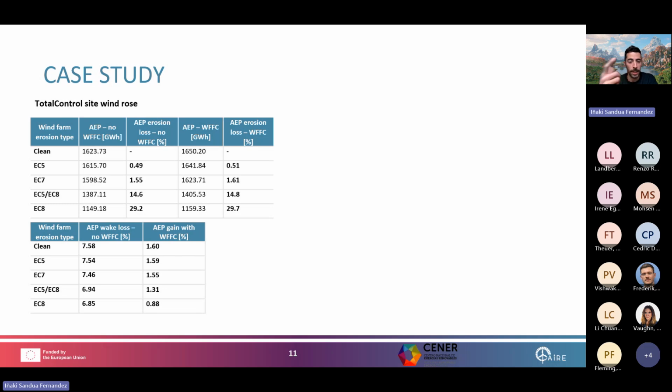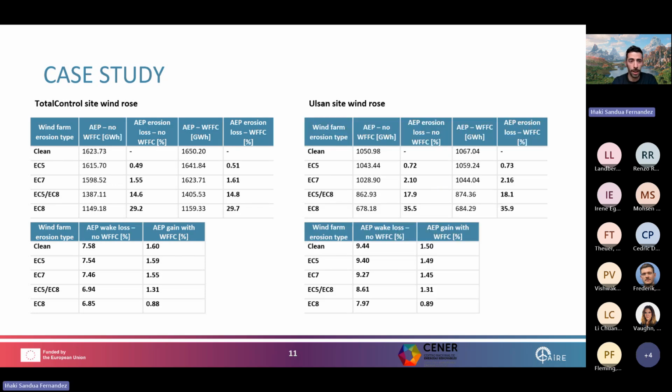And because of this, the AEP gain we get when applying wind farm flow control decreases too. Okay. Again, the values do not vary a lot, but we see here that in clean we have 1.6% of AEP gain, and with EC8, which is the highest erosion we have chosen, we have almost 0.9%. That was with the site wind roses.